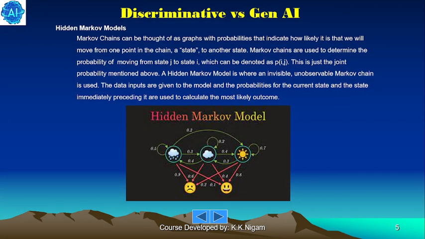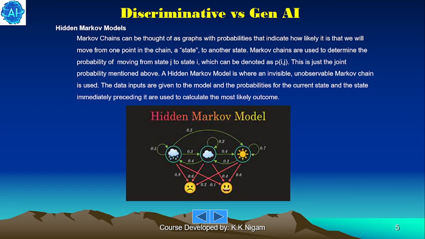Hidden Markov models. Markov chains can be thought of as graphs with probabilities that indicate how likely it is that we will move from one state in the chain to another state. Markov chains are used to determine the probability of moving from state J to state I, which can be denoted as P(A_J, I). This is just the joint probability mentioned above.